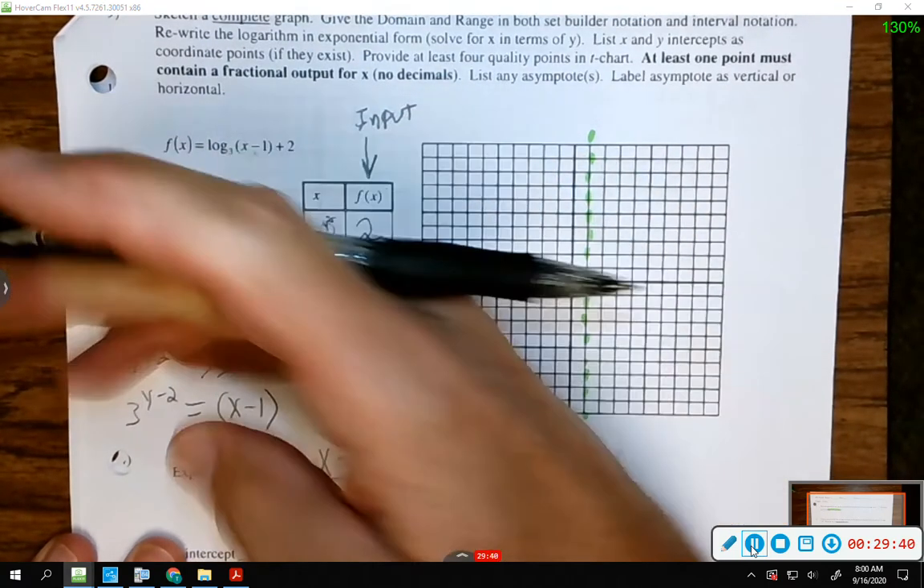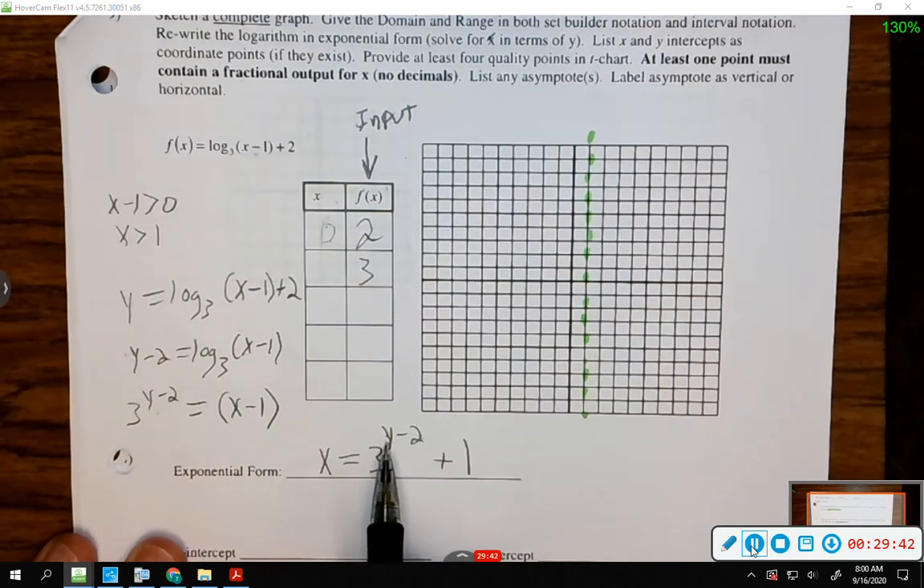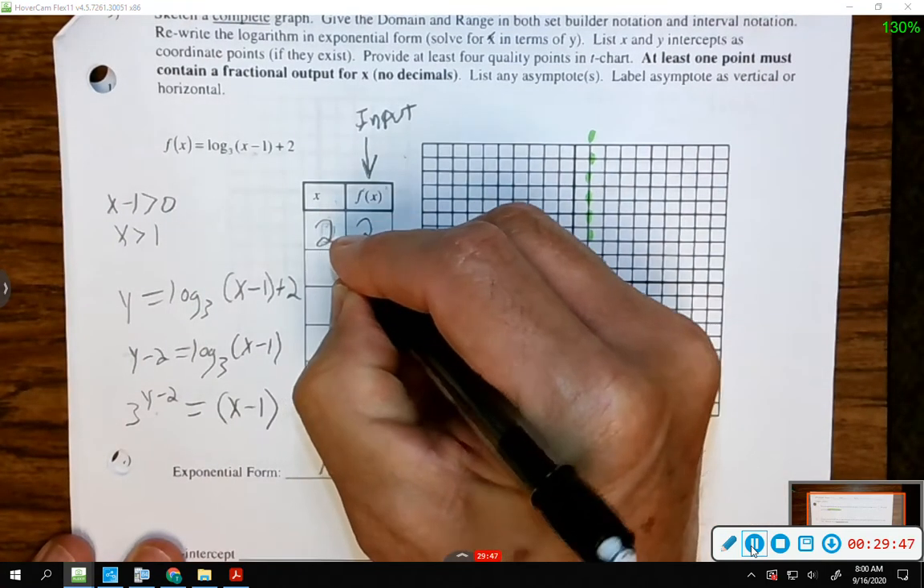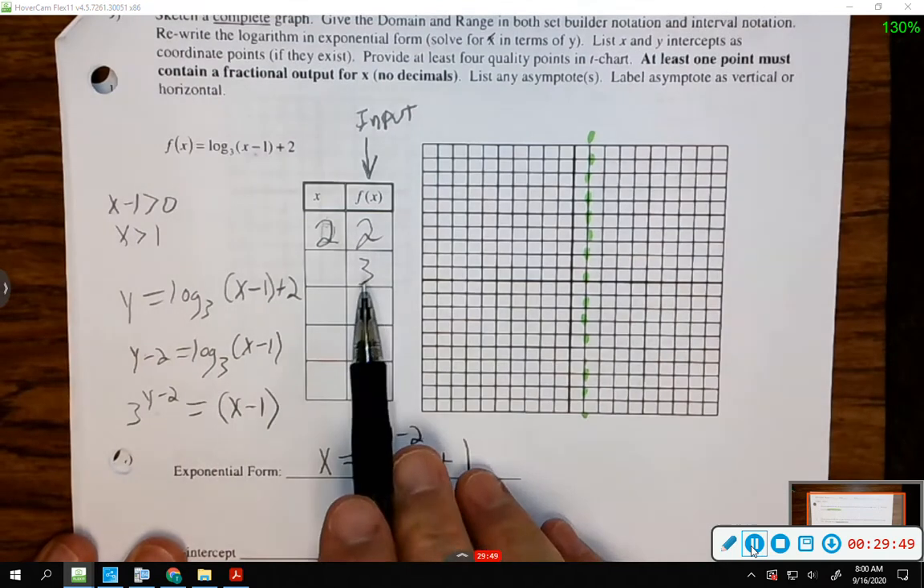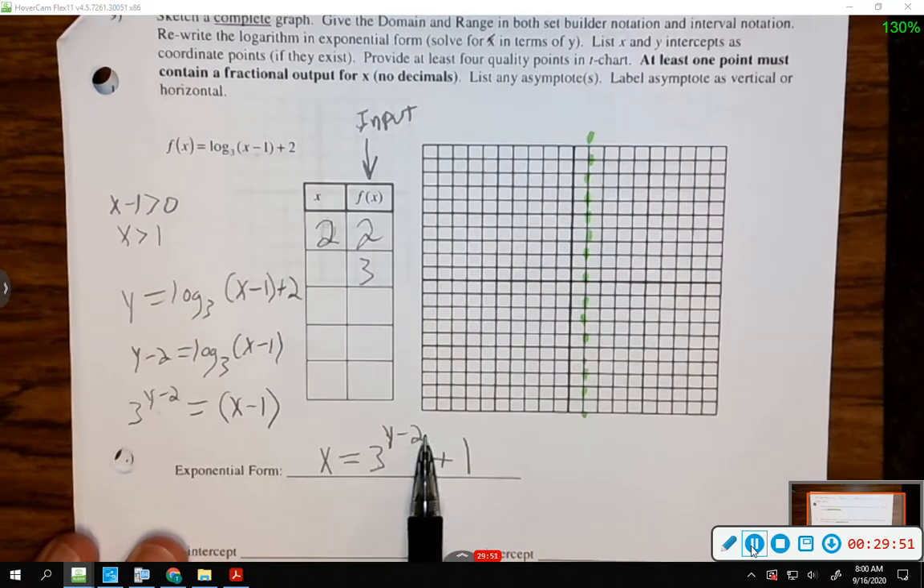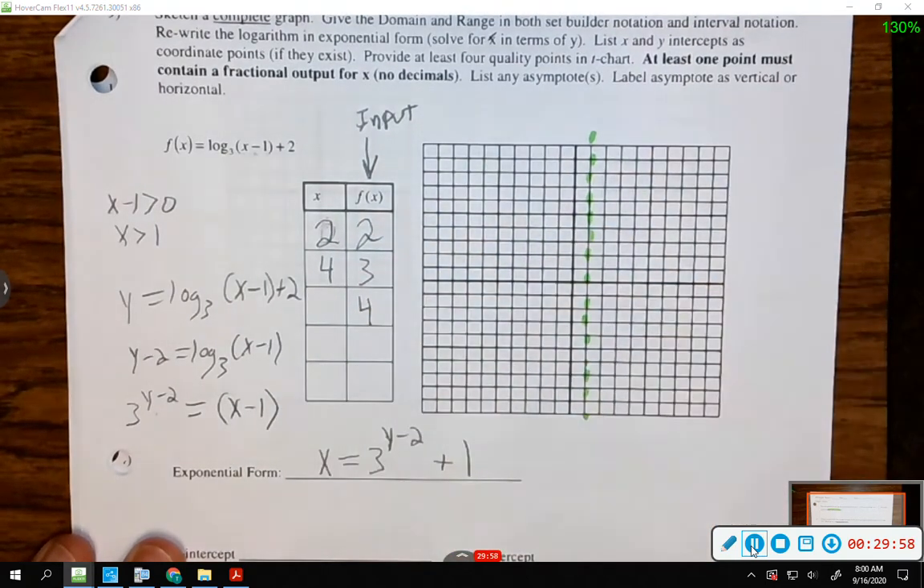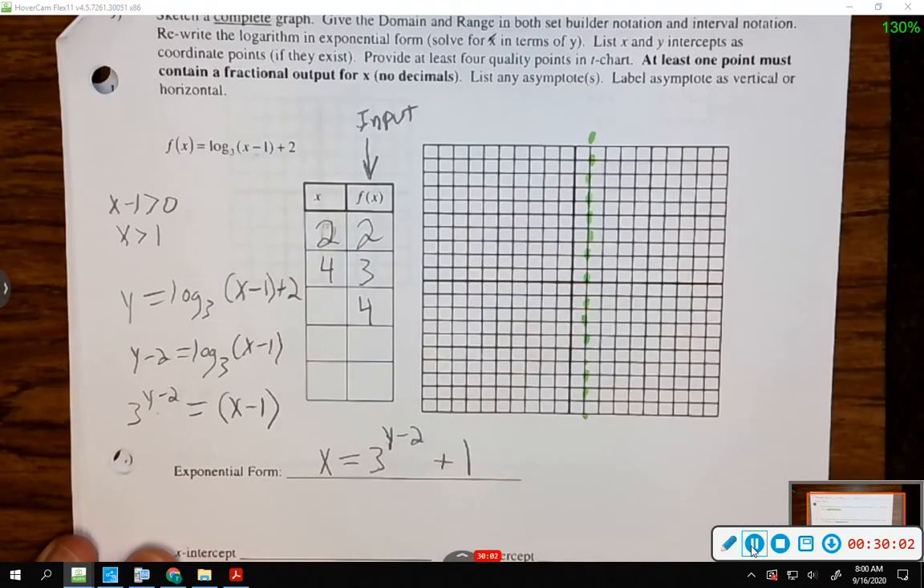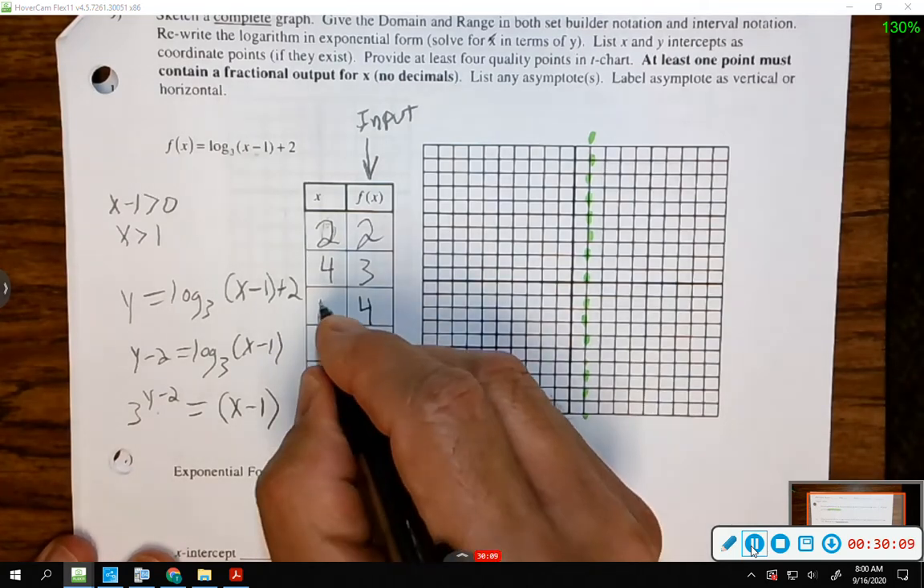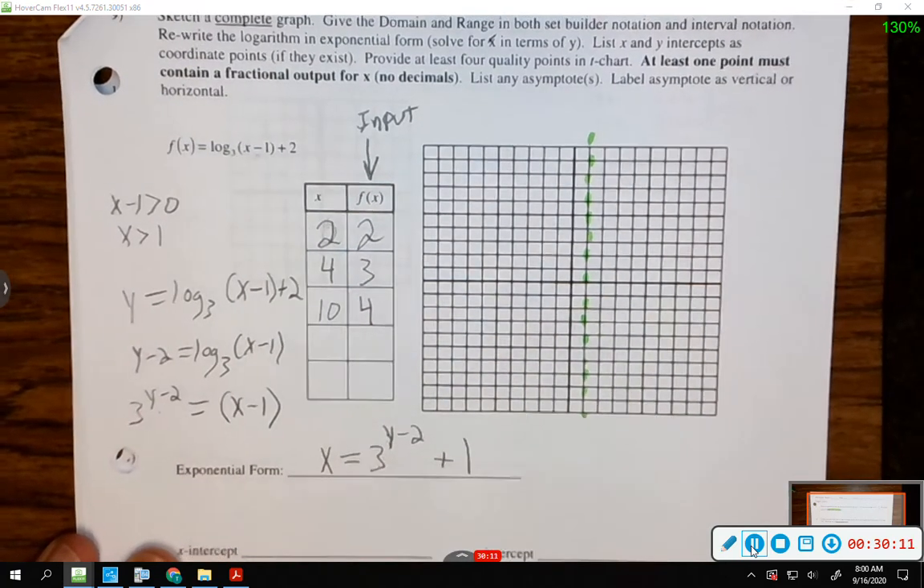If I plug 2 in, 2 minus 2 is 0. 3 to the 0 is 1, and 1 plus 1 is 2. That's better. If I plug 3 in, 3 minus 2 is 1. 3 to the first power is 3. 3 plus 1 is 4. If I plug 4 in, I'm just going to keep working to the right until I go off a 10 by 10 grid. So 4 minus 2 is 2. 3 squared is 9. 9 plus 1 is 10. Well, that's all it's going to fit. I don't need to put another point. It's going to go off the grid.